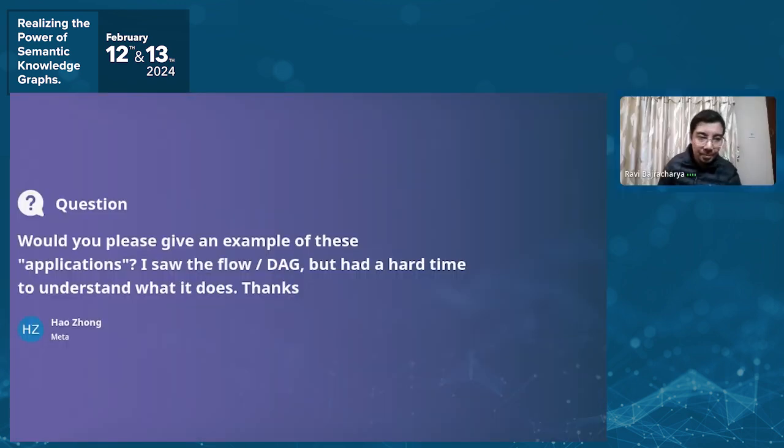Great. Next question: can you give an example of these applications? I saw the flow, but had a hard time understanding what it does. Basically, the flow is just a questionnaire built on top of the guideline that was ingested into the knowledge graph. If the guideline says that for a particular phenotype you ask these questions, and if the answer is yes, then you prescribe a certain dose of the drug, for example. So the guideline has a questionnaire kind of flow.